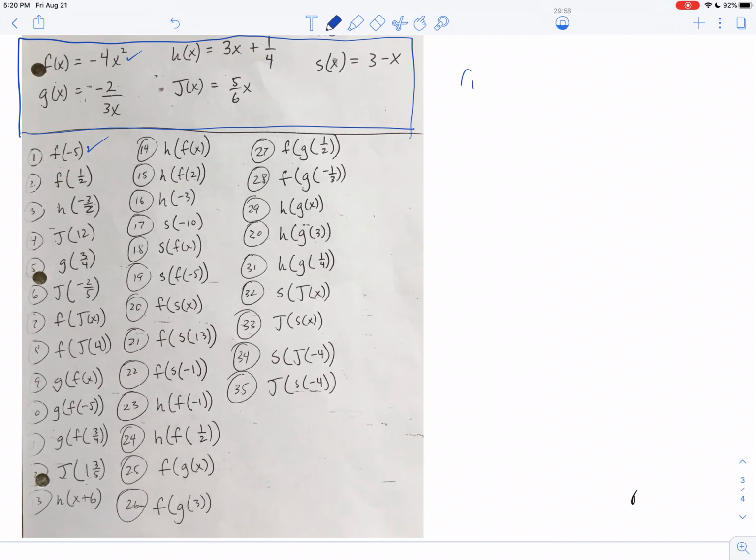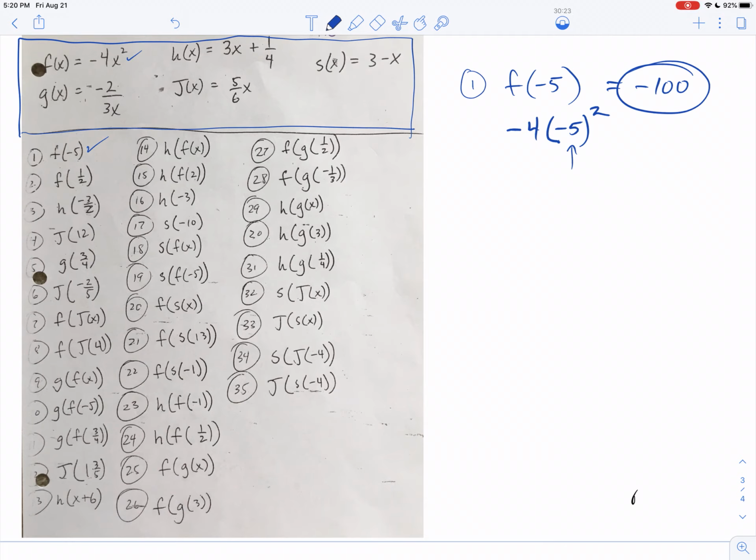Let's do the first one together. It's so easy. f of negative 5. What does it mean? It means you take the negative 4 times, not x, but times negative 5 squared. Negative 5 squared is 25. 25 times negative 4 is negative 100. Now guess what? You could probably do that in your head.